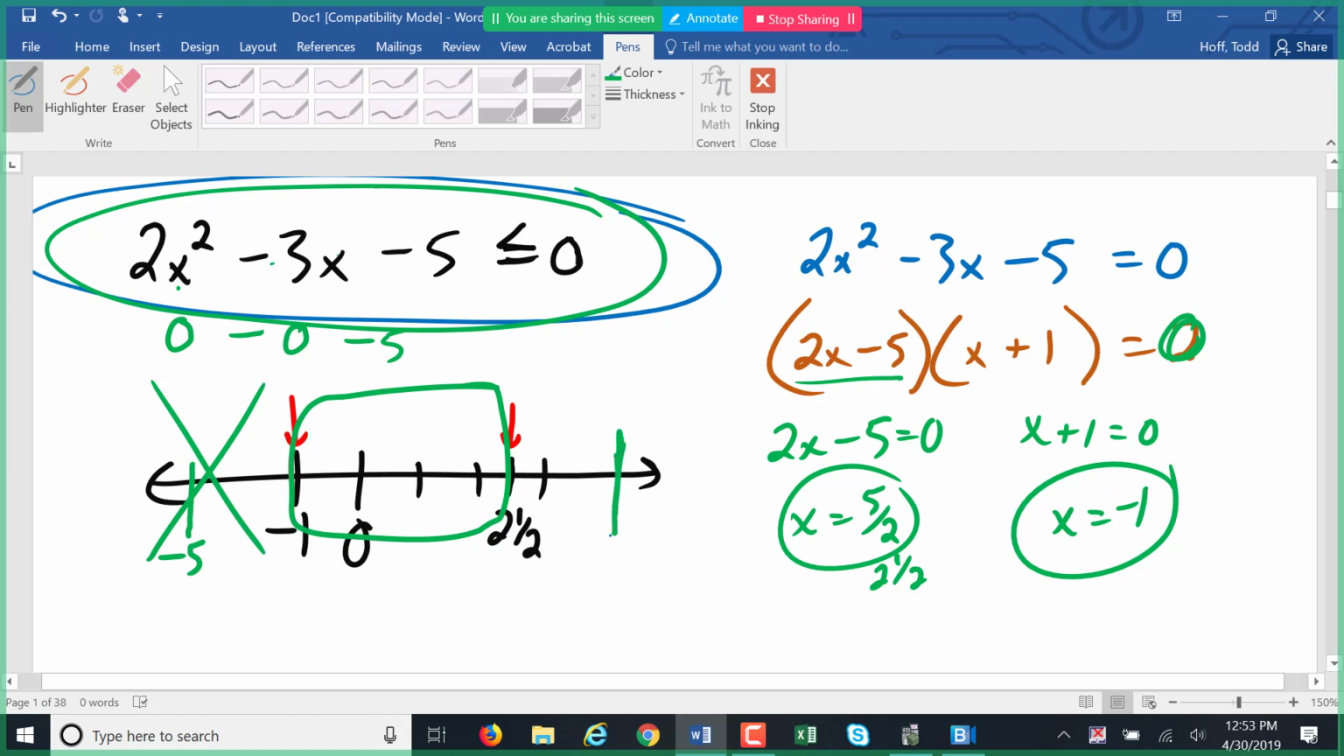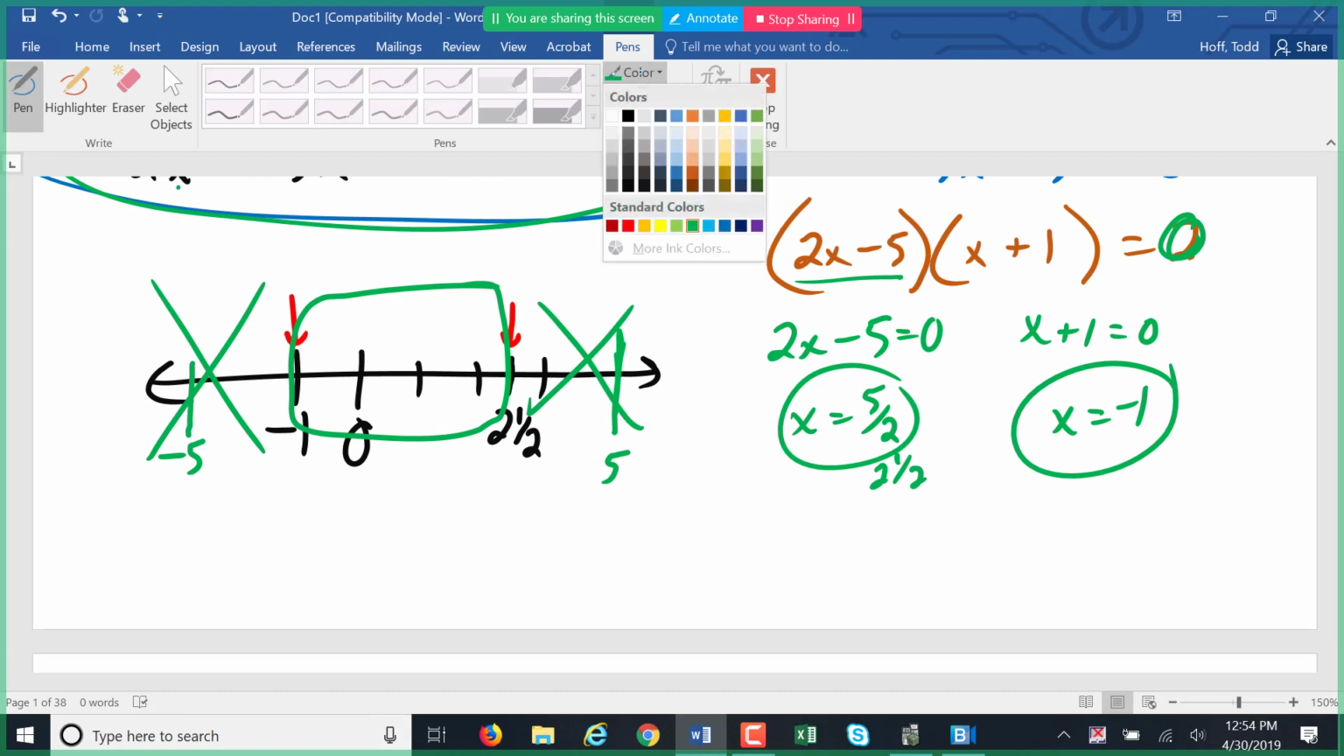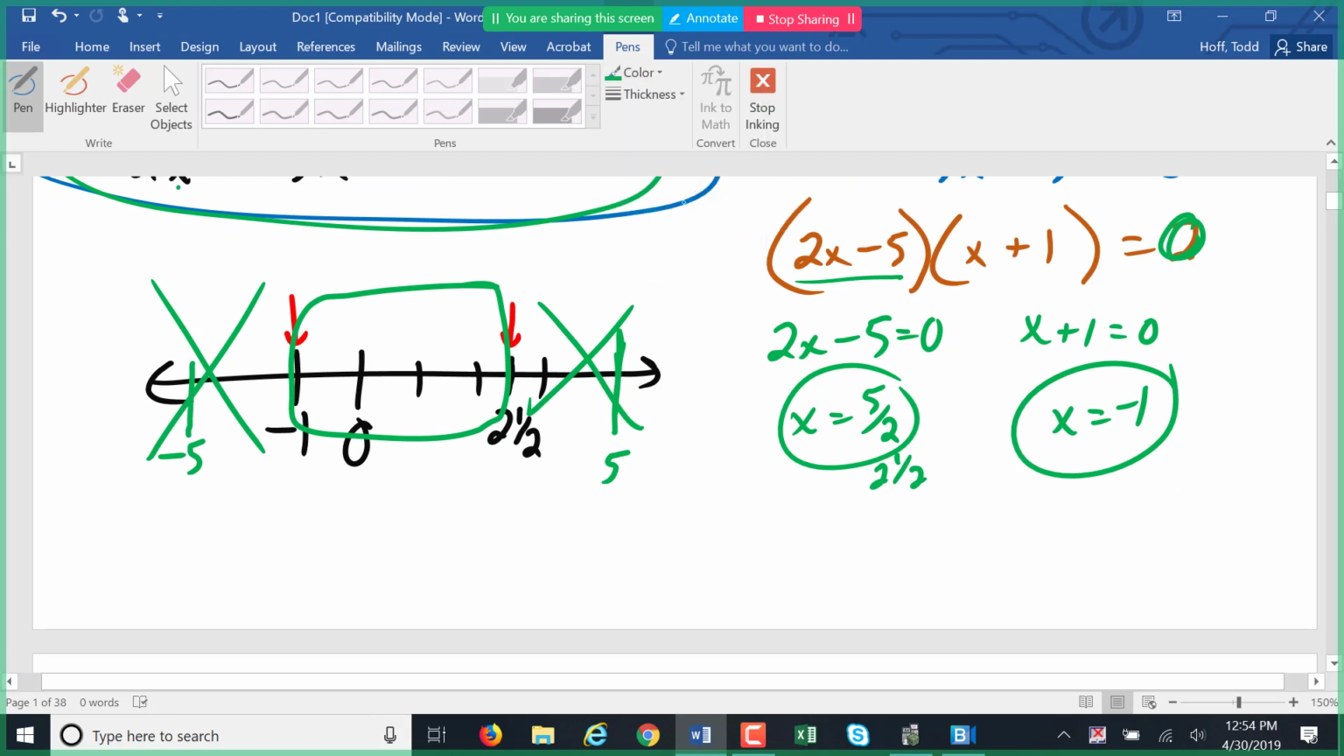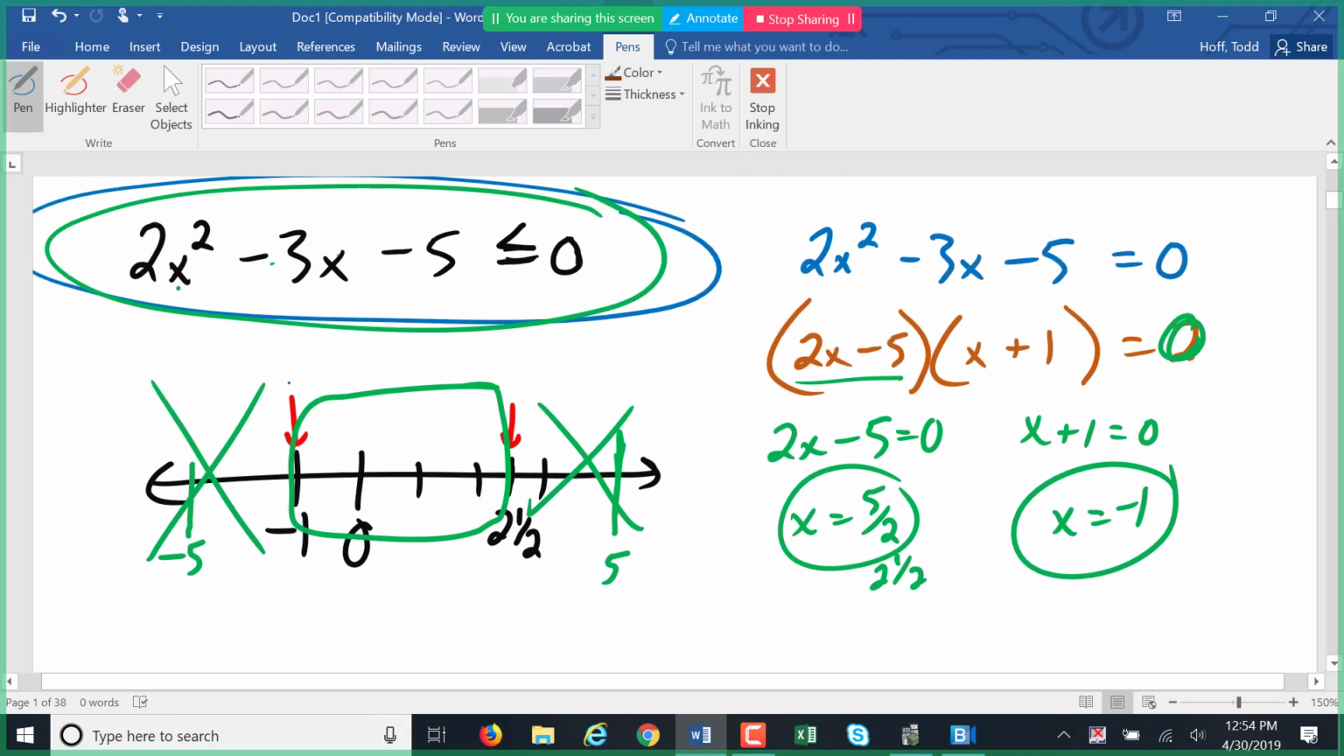And of course, up here, let's use positive 5 and see how that works. 5 squared is 25, times 2 is 50 again. 3 times 5 is 15. Well, that adds up to 30. That is definitely not less than or equal to 0. So it is not true over here as well. So what that means is that we're true between those values, and because this is or equal to, we are true at those values.